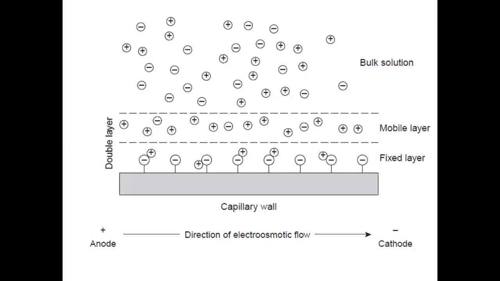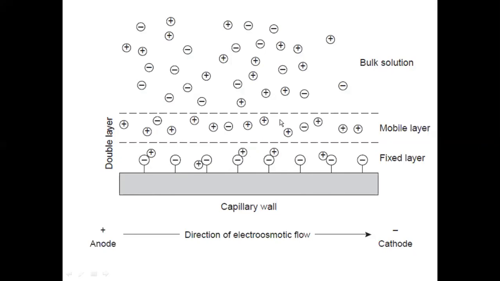You can understand this in a more appropriate manner by means of this particular slide. This is the capillary wall, which contains silanol groups. If you assume the pH of the buffer is between 2 and 3, all those silanol groups are converted into silanate anions. So SiO minus, and I have written that O minus charge in this manner.